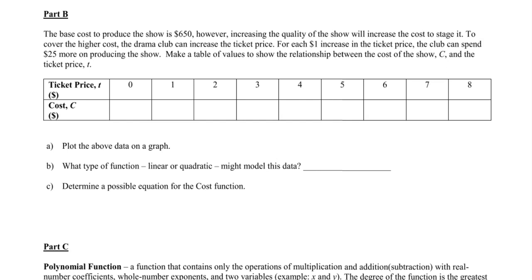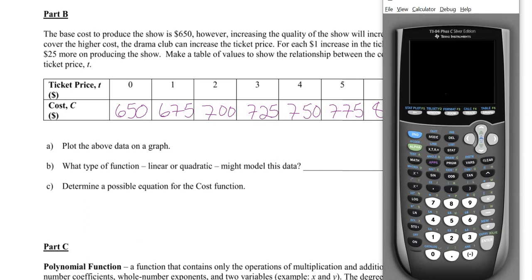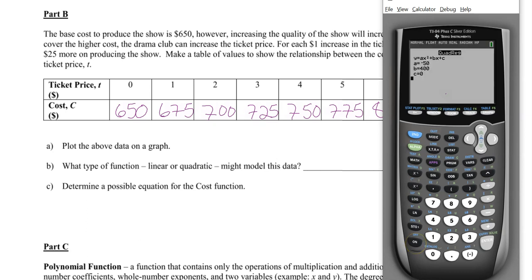Okay, use a pencil, fill this in. I'm going to pause. Bing! And this, by magic, it's filled in, right? So $650, for every increase of $1, you can spend $25 more on producing the show. Plot the above data on a graph. Back to the calculator. Turn calculator on. I can clear out of that.